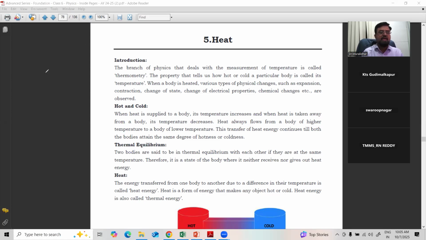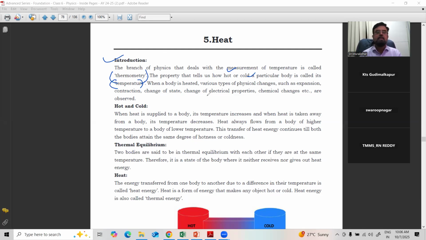When you see the introduction, a branch of physics that deals with the measurement of temperature is called thermometry. So thermometry is the branch of physics which completely deals with the measurement of temperature. The property that tells us about the hot or cold of a particular body is called its temperature. Whether the body is hot or cold, it is called temperature.